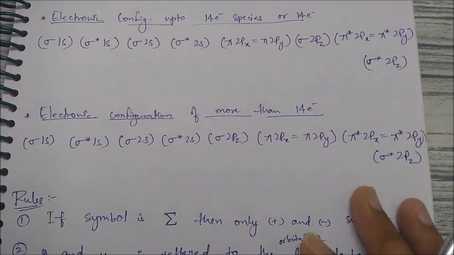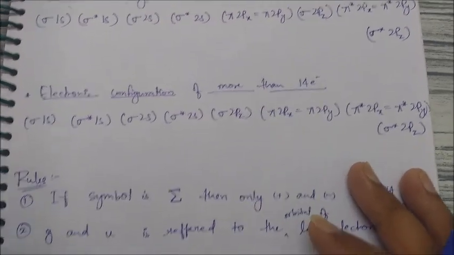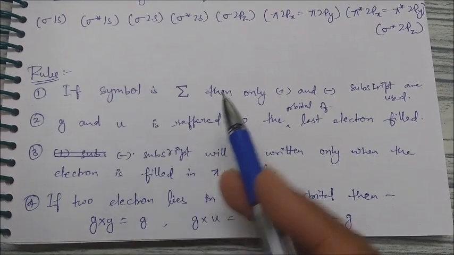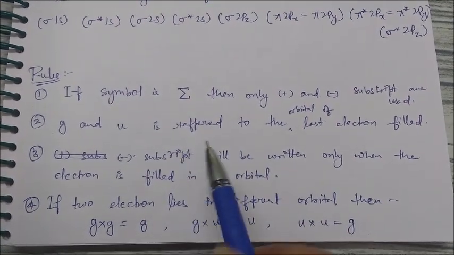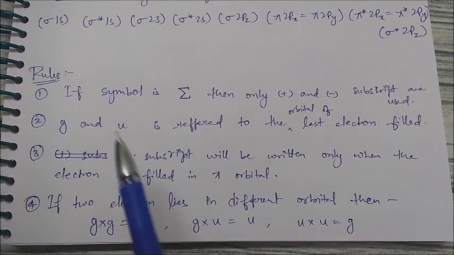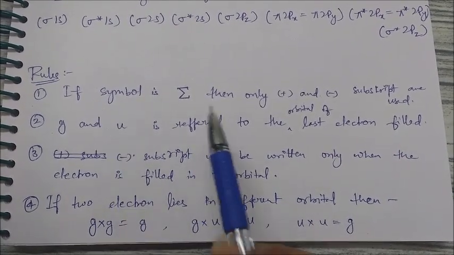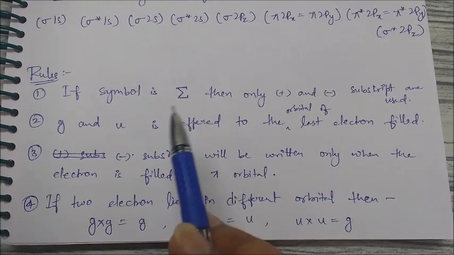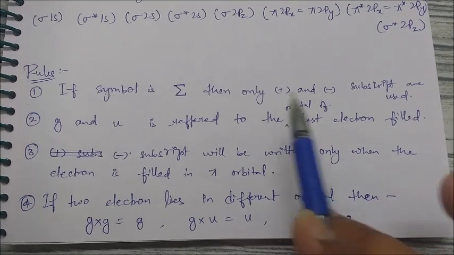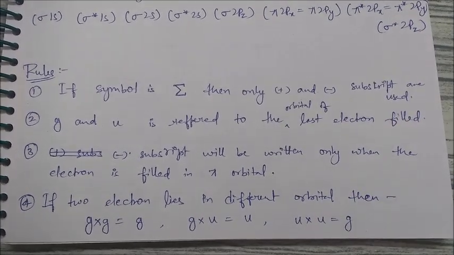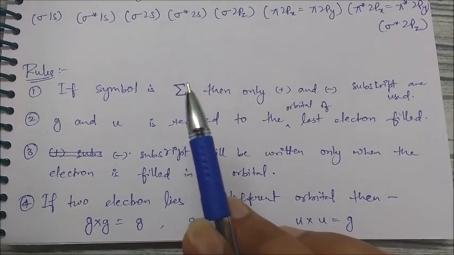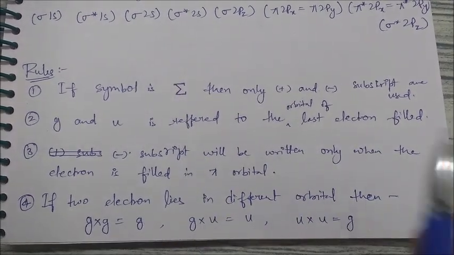Okay, there are a few rules I have already written. You can write them down, or pause the video and note them somewhere, or take a screenshot of this. So rule number 1 says that if the spectroscopic symbol is sigma, then only plus or minus subscripts are used, otherwise plus or minus subscripts are not used. This should be very clear: plus and minus subscripts will be used only if the symbol is sigma.